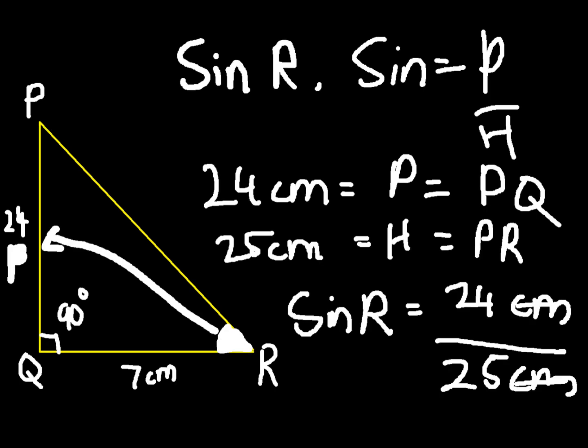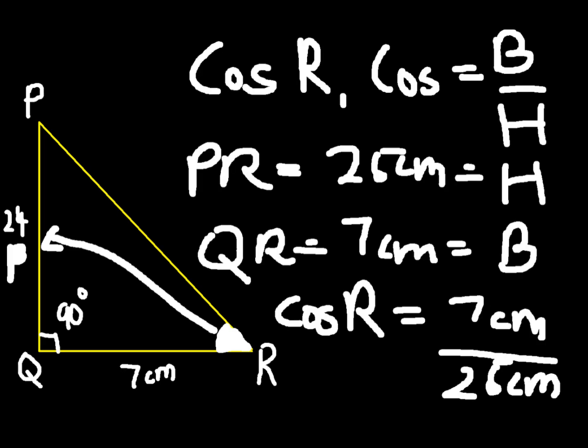Same way sin R can be found by taking PQ as its perpendicular. So sin R is equal to 24 upon 25. Now, time for finding cos R. We know that cos is the ratio of the base over the hypotenuse. So with respect to angle R, QR is the base and PR, as always, is the hypotenuse. So, we can say that the value of cos R is 7 upon 25.